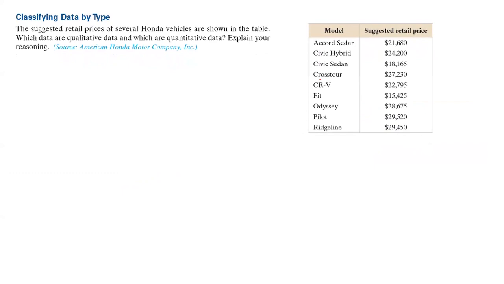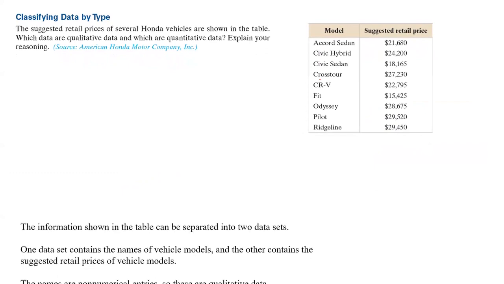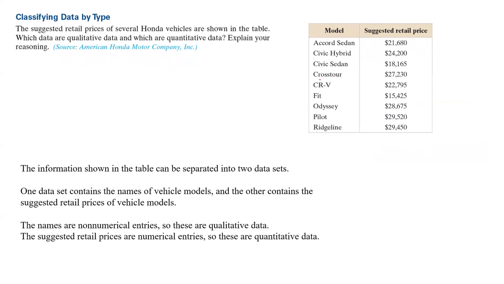Here you have a list of data, which is retail prices of several Honda vehicles and their suggested retail price, along with their model. Basically, we are introducing two types of data. The model on the left-hand side is an example of categorical data or qualitative data, and the retail price is an example of numerical or quantitative data.